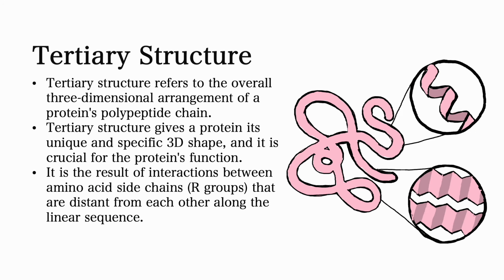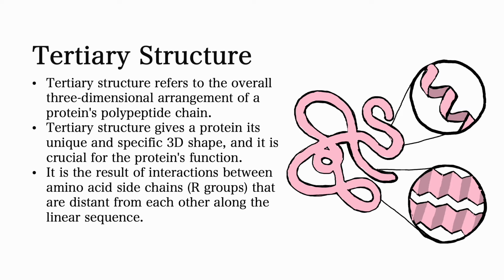Now let's consider tertiary structures. Tertiary structures refer to the overall three-dimensional arrangement of the protein's polypeptide chain. Tertiary structures give a protein its unique and specific 3D shape, and it is crucial for the protein's function.